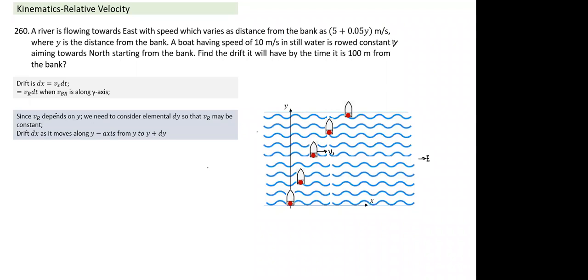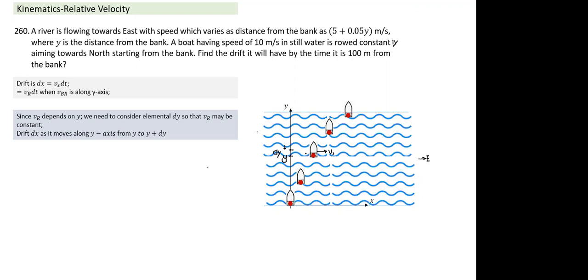Okay, so when you have to calculate here, when it is dependent on the y coordinate, we need to take a small value of y, so that for that small displacement the velocity can be taken as a constant. So let's calculate drift when it moves from a point y to y plus dy. It has a displacement of only dy along the y-axis.